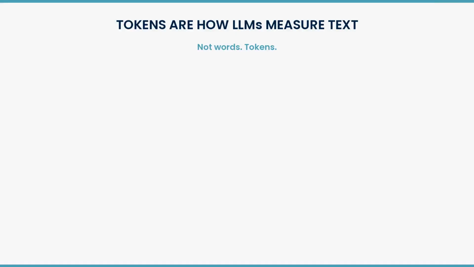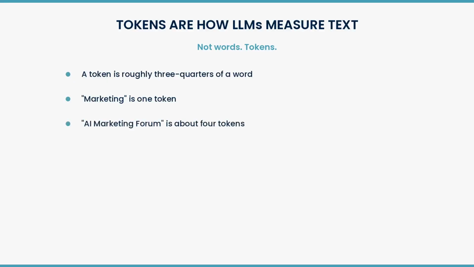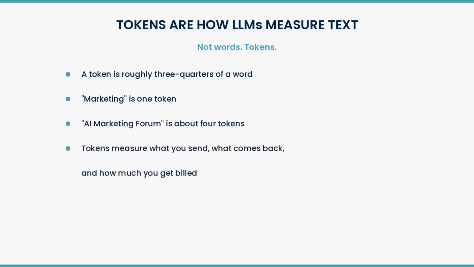Tokens are how LLMs measure text, not words. Tokens. A token is roughly 3/4 of a word. Marketing is 1 token. AI Marketing Forum is about 4. This matters because nearly everything about using an LLM is measured in tokens: how much you can send, how much it returns, and how much you get billed. So every conversation gives you a token budget. That budget has a name, and it's the single most useful concept in this whole video: the context window.